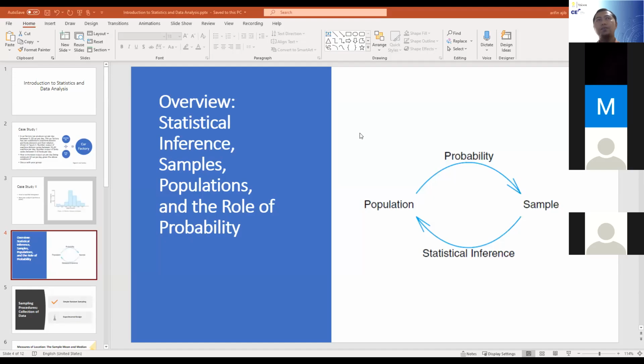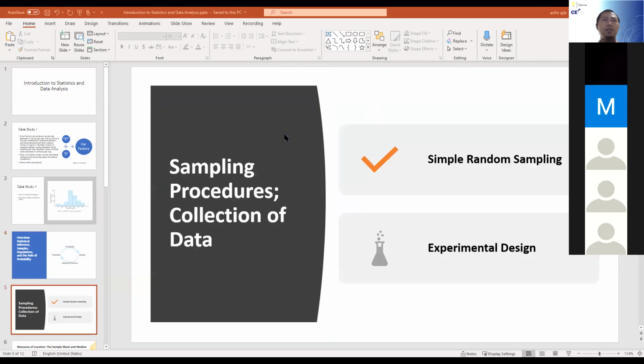And we continue with our clarification, my summary about the topic for this week. Last week we already discussed the overview, statistical inference, samples, populations, and the rule of probability as well. And let's start with the sampling procedure and collection of data.